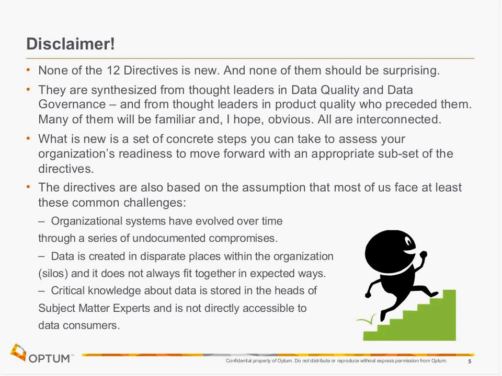So they really have gone through evolution, and very few organizations are rigorous about documentation. So there's a lot embedded in the system that is really hard to access. We don't always know why our systems work the way they work, and they are even more complex because of that. Third is that our organizations are dispersed, and so data is being produced in multiple places, and it doesn't always fit together in the ways that we think that it should.